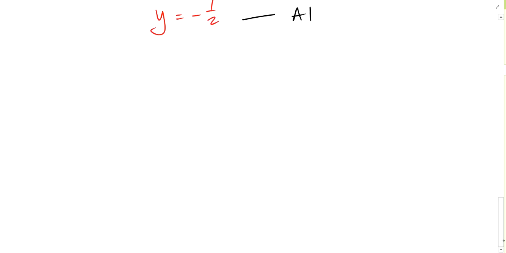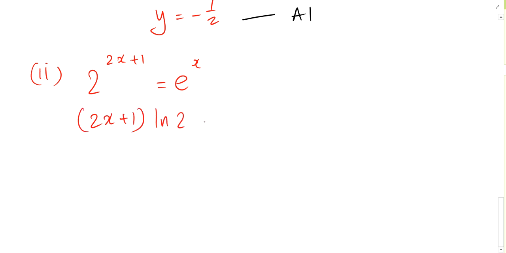Part 2. This one really destroyed a lot of you. 2 power (2x plus 1) equals e power x. You are able to do the first step: you take ln on both sides. Okay, (2x plus 1) ln 2 equals x ln e. And we all know that ln e is 1, right? So don't bother writing it down.